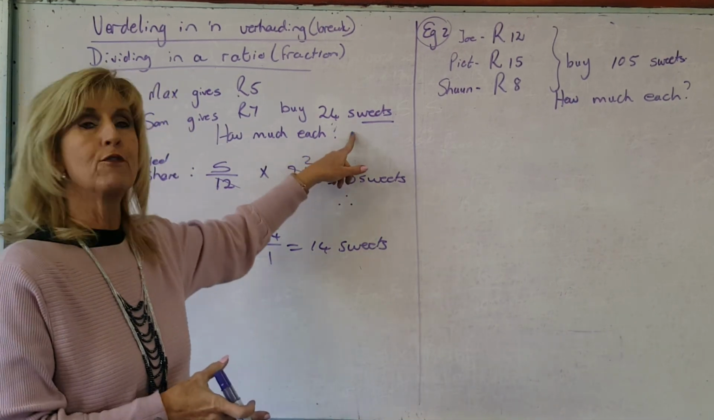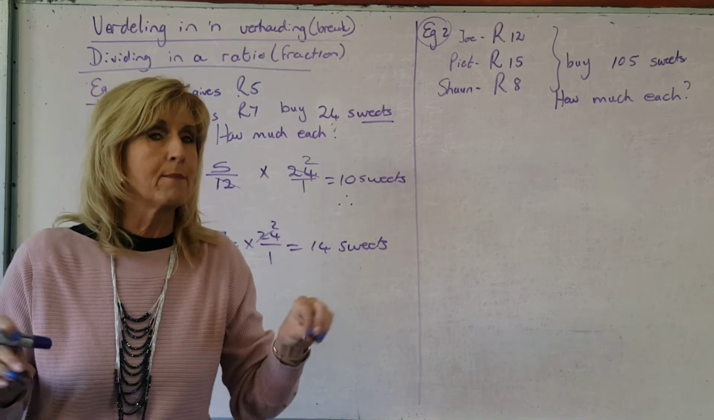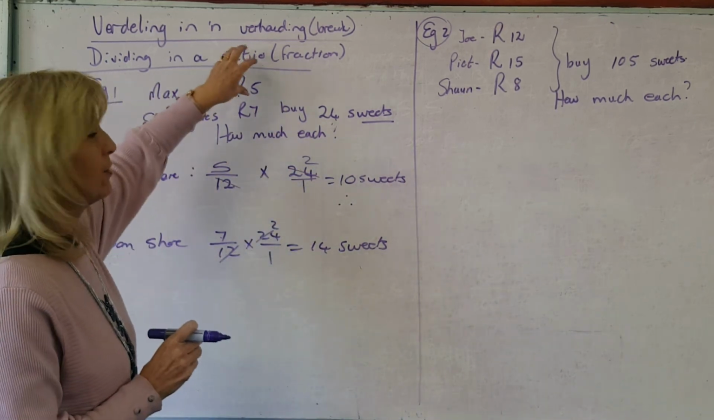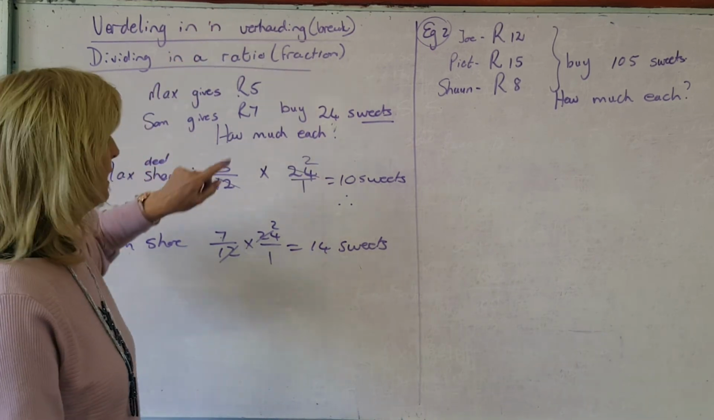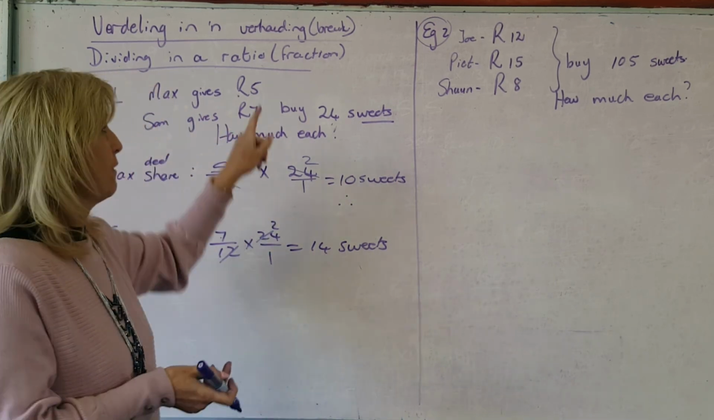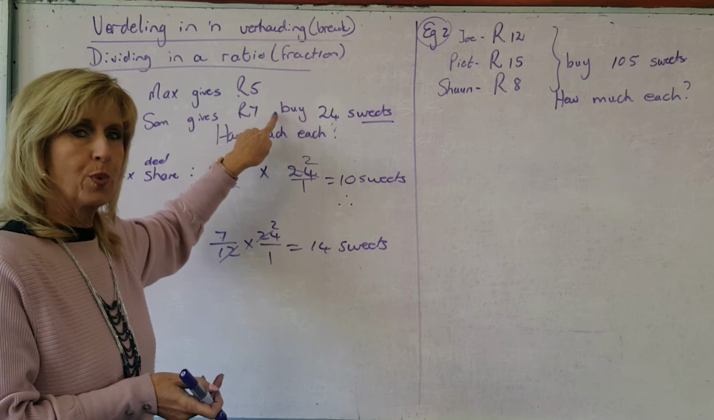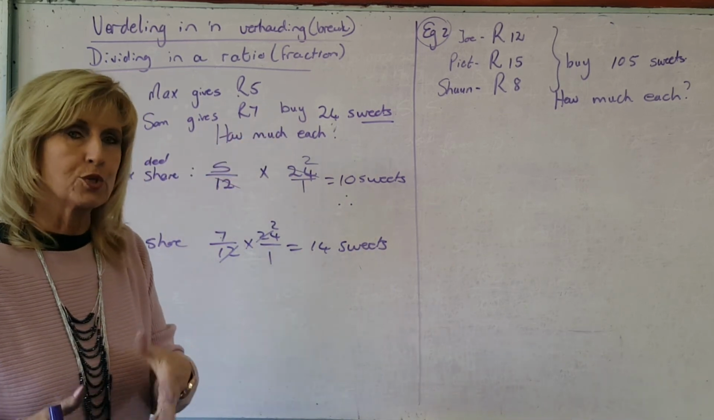They can't take the 24 and give 12/12. They've got to share it in the same proportion, in the same ratio, which is a fraction. So what ratio must he get? He gave 5, he gave 7, so they gave 12. So it's 5/12 and 7/12. Dan gaan jy 5/12 en 7/12 van die 24 sweeties moet gaan deel.